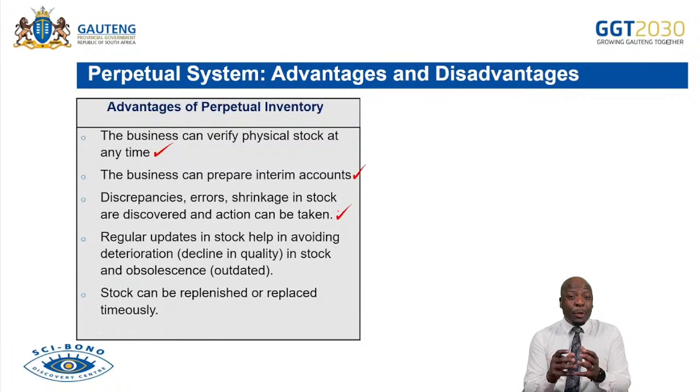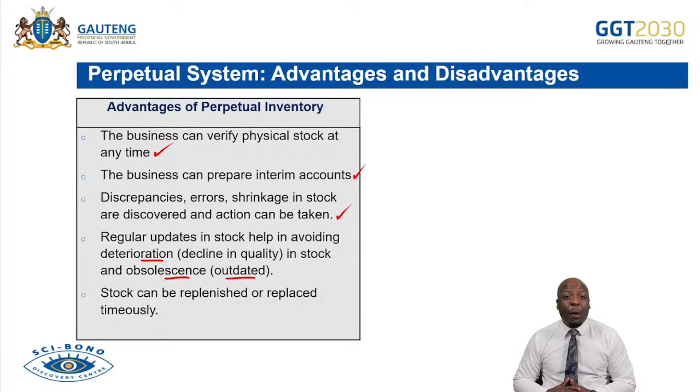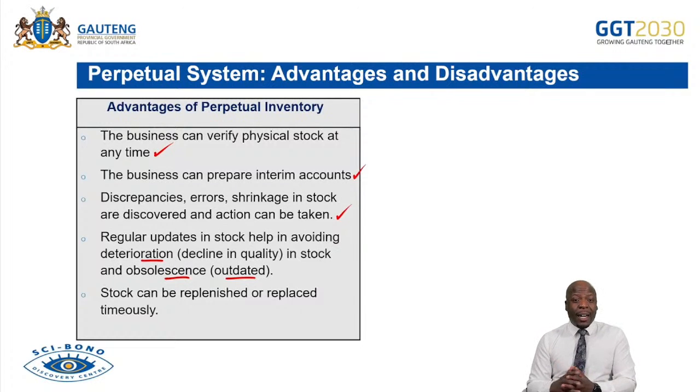That means we are able to stop stock shrinkages at an early stage, unlike when you use the periodic inventory system. There are regular updates in stock, which help in avoiding deterioration or decline in the quantity of stock, and obsolescence. When you talk about obsolescence, we're talking about outdated stock. Because we have regular updates of our stock. You remember, I was talking about a pharmaceutical company or a pharmaceutical retailer that will have information on their expiration dates.